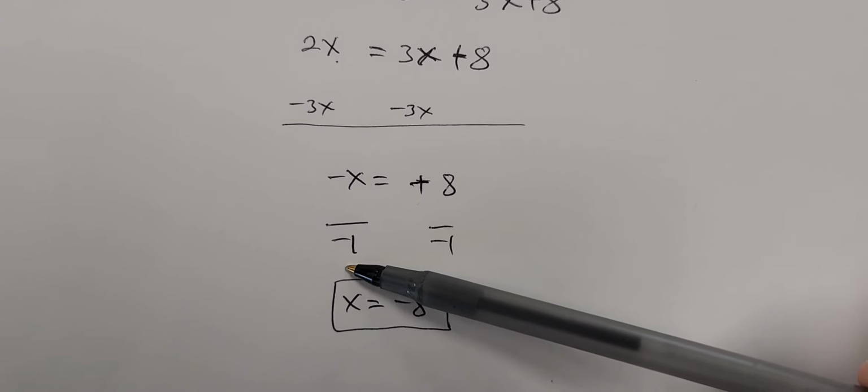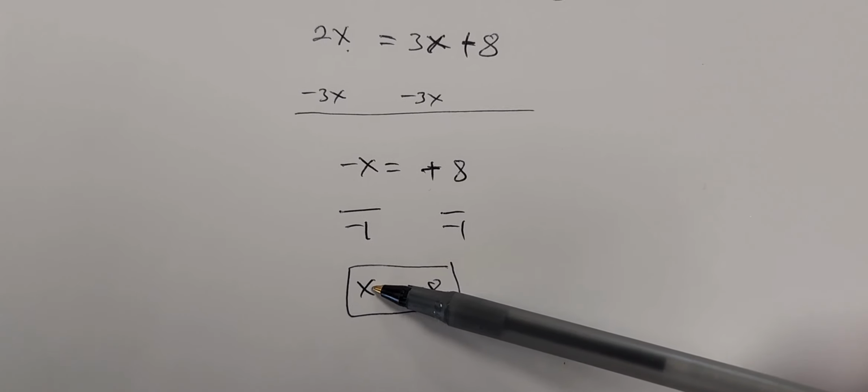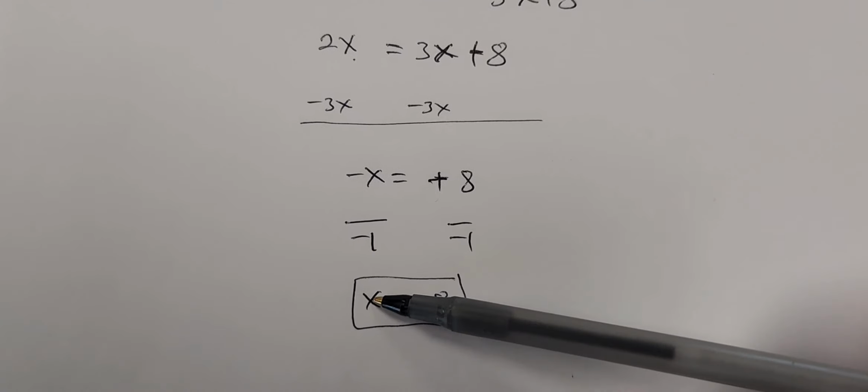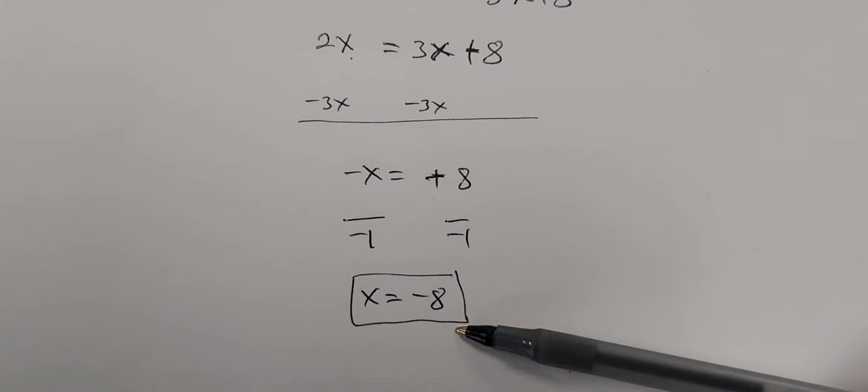Divide by negative 1, because x must be by itself and positive. So negative and negative become positive. 8 divided by negative 1 is negative 8. And this is our answer.